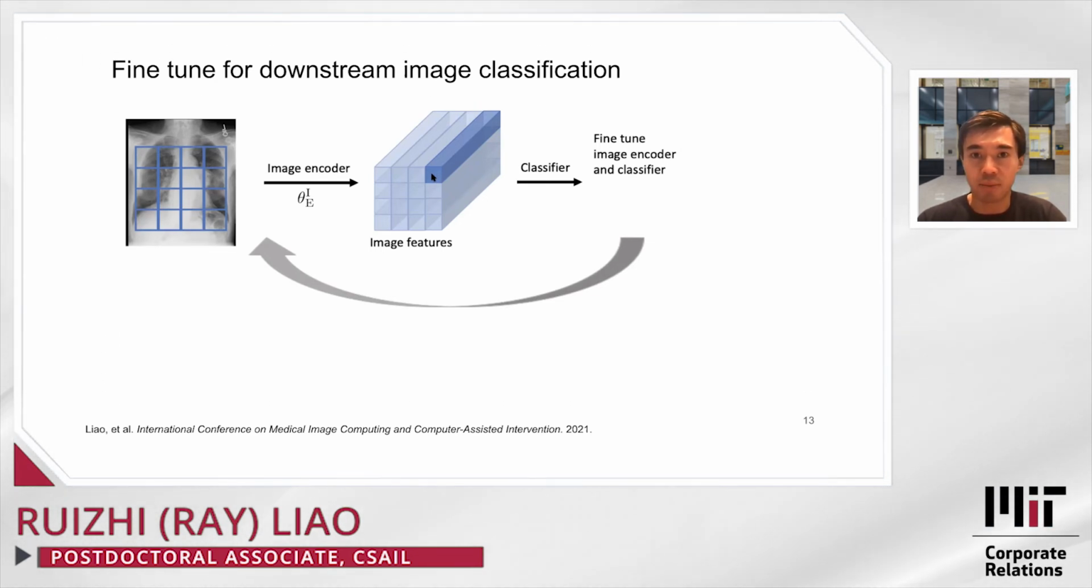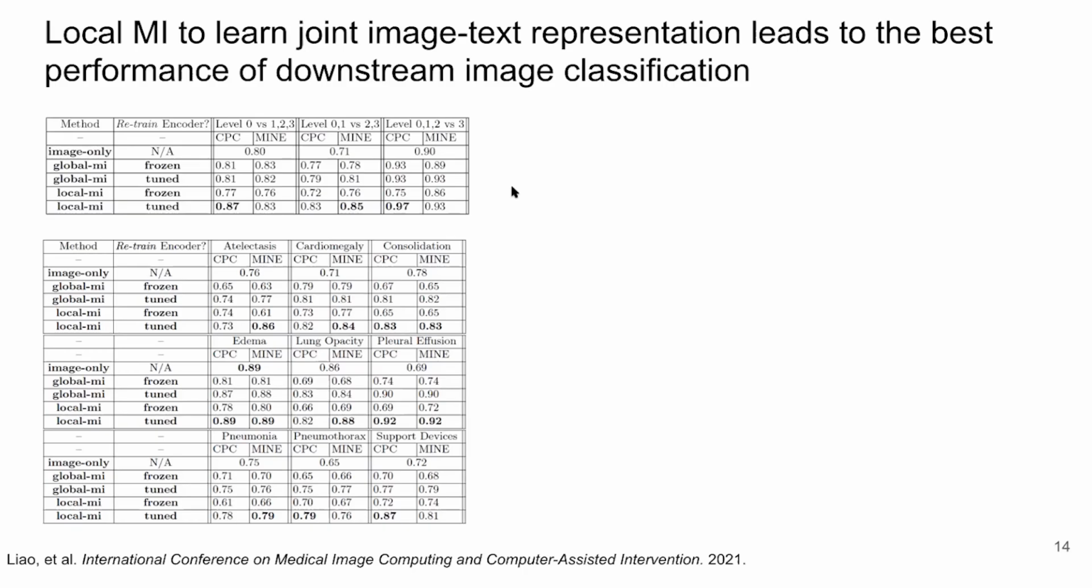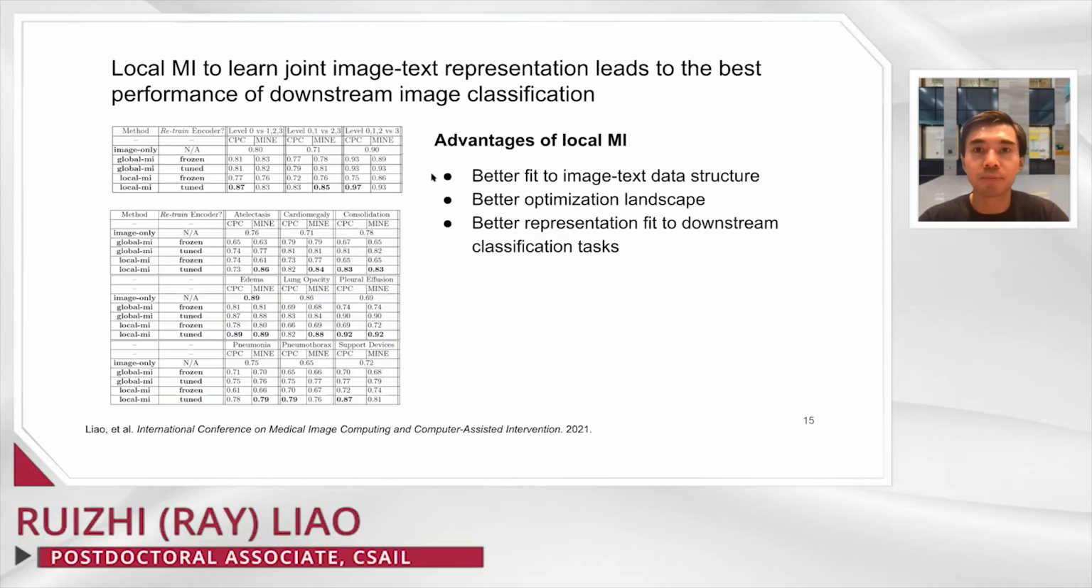We tested our methods on pulmonary edema assessment, as well as detecting other 9 pathologies. All the numbers are reported in our paper, and I don't expect you to read all of them in this video. But the highlight here is that local mutual information to learn joint image-text representation leads to the best performance in most downstream image classification tasks, compared to applying global mutual information or the image-only model.